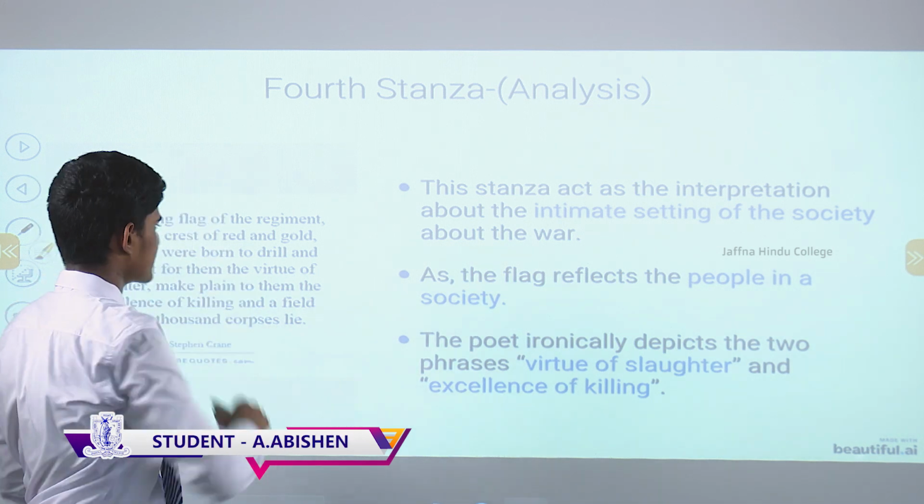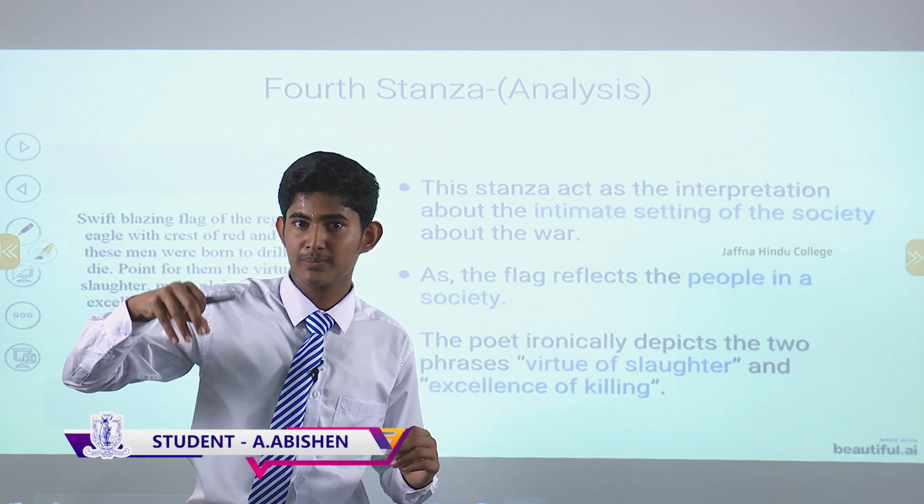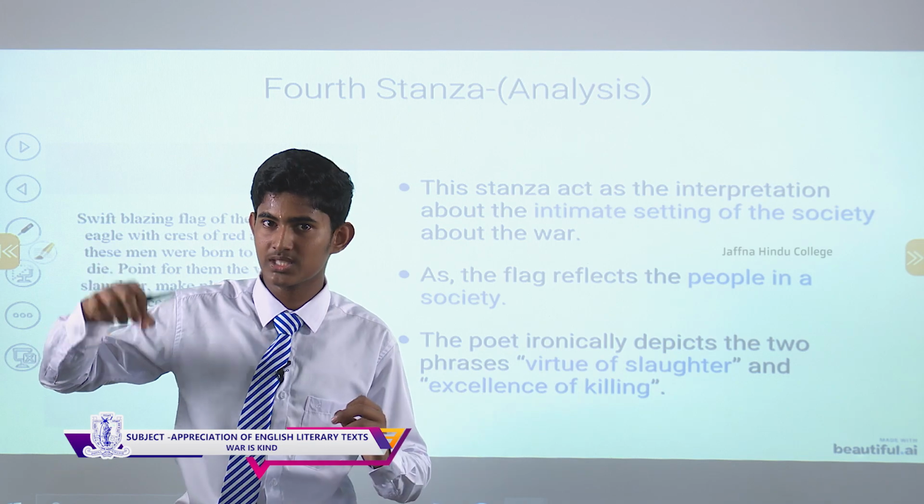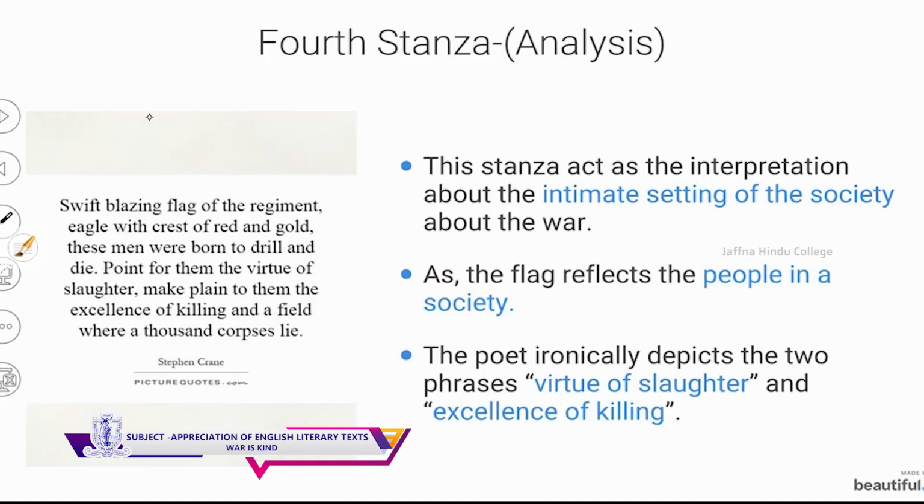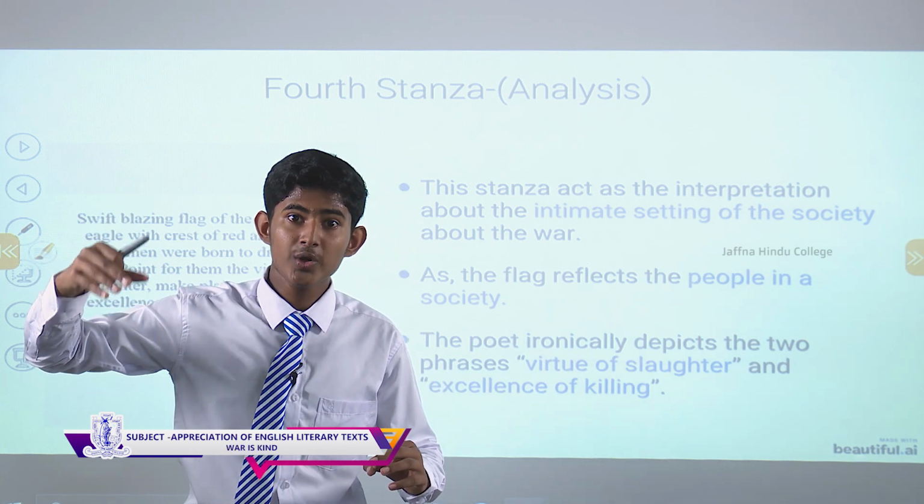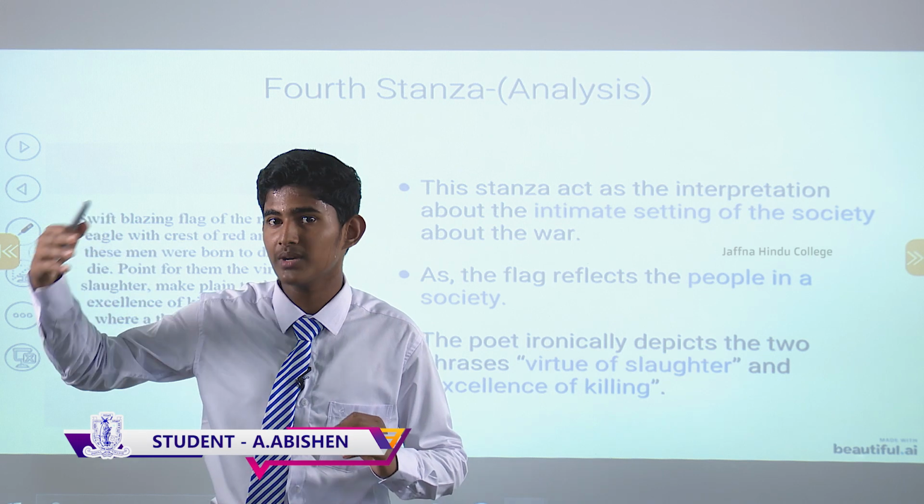An eagle with crest of red and gold. As I already mentioned, eagle resembles the USA, because the writer may be writing about the American Civil War and its causes. So then, point for them the virtue of slaughter, make plain for them the excellence of killing. These are the immoral motives of the warmongers in order to hypnotize these young men. So, virtue of slaughter. Virtue refers to some moral things and slaughter refers to some killing.